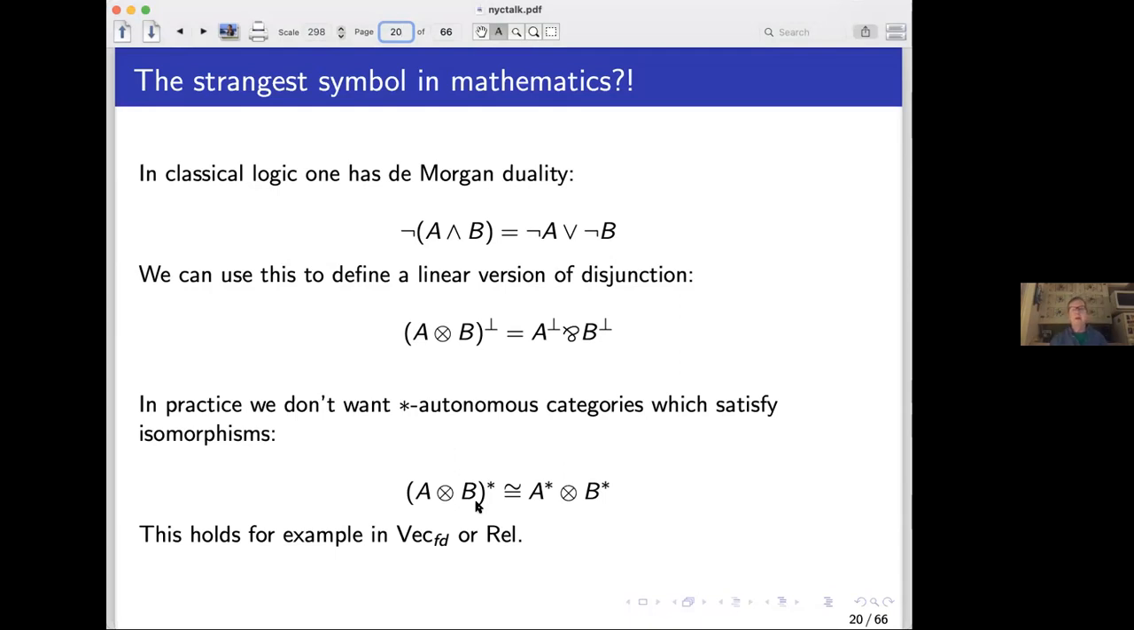And by the way, the experts in the room will realize this slide is a double joke, because question mark and exclamation point are also symbols of linear logic.